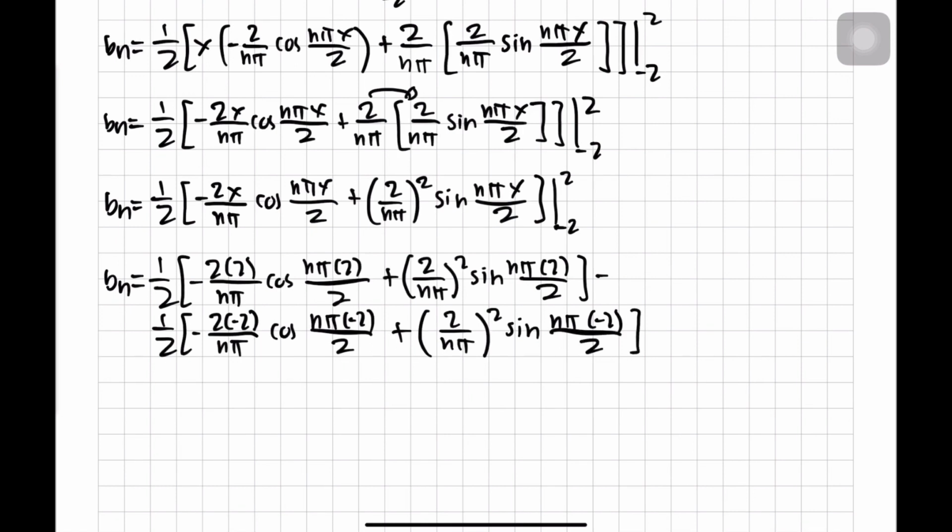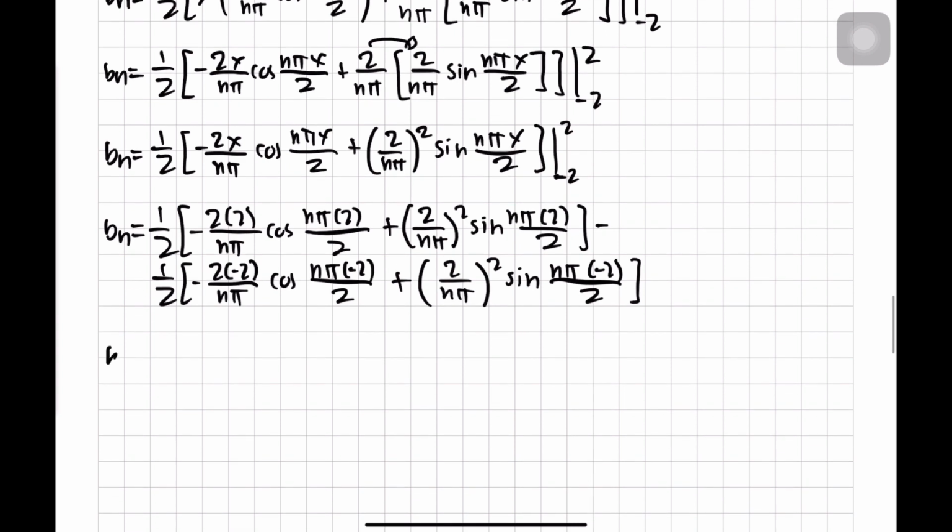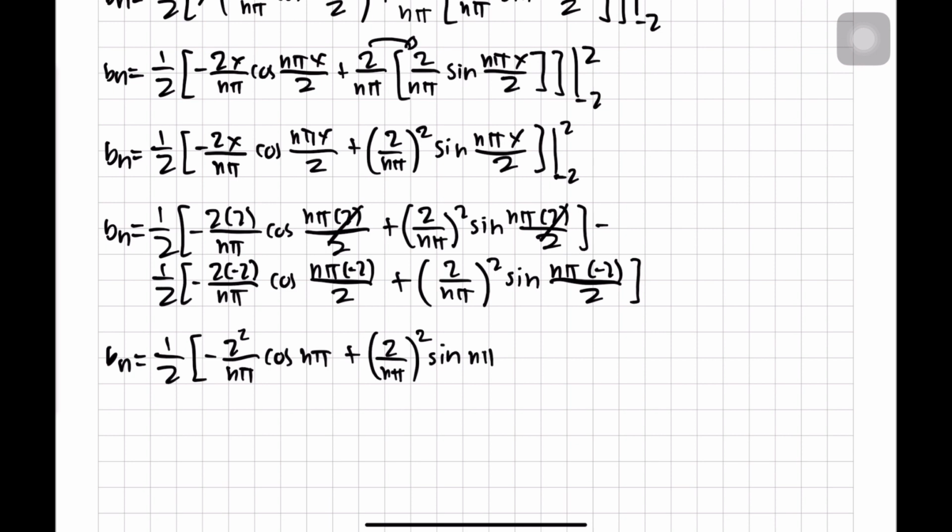All right, so just need to simplify it, so that will be negative 2 to 2 is 4. We're just gonna make it 2 squared. It's negative n pi cosine cancel, we'll be left with n pi plus 2 and pi squared sine cancel, we have left with n pi. That's it.